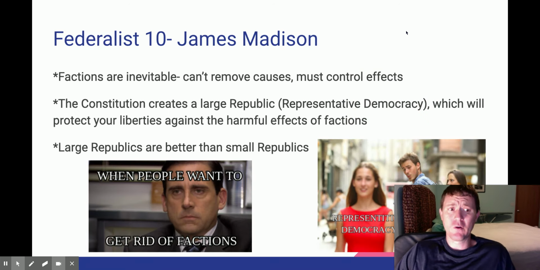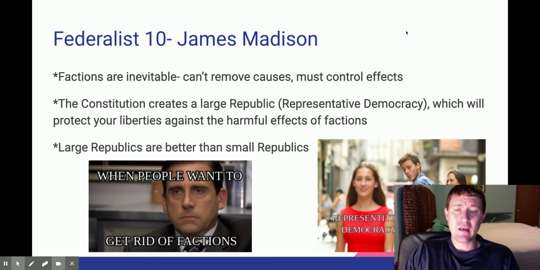We talked about this towards the beginning of the school year. And Federalist number 10 talks about factions. And James Madison says, you can't get rid of factions. They're inevitable. You can't take away liberty. If you remember, we talked about the cure is worse than the disease if you get rid of factions, but you have to control the effects. And he's arguing this new government under the Constitution will control the effects of factions.